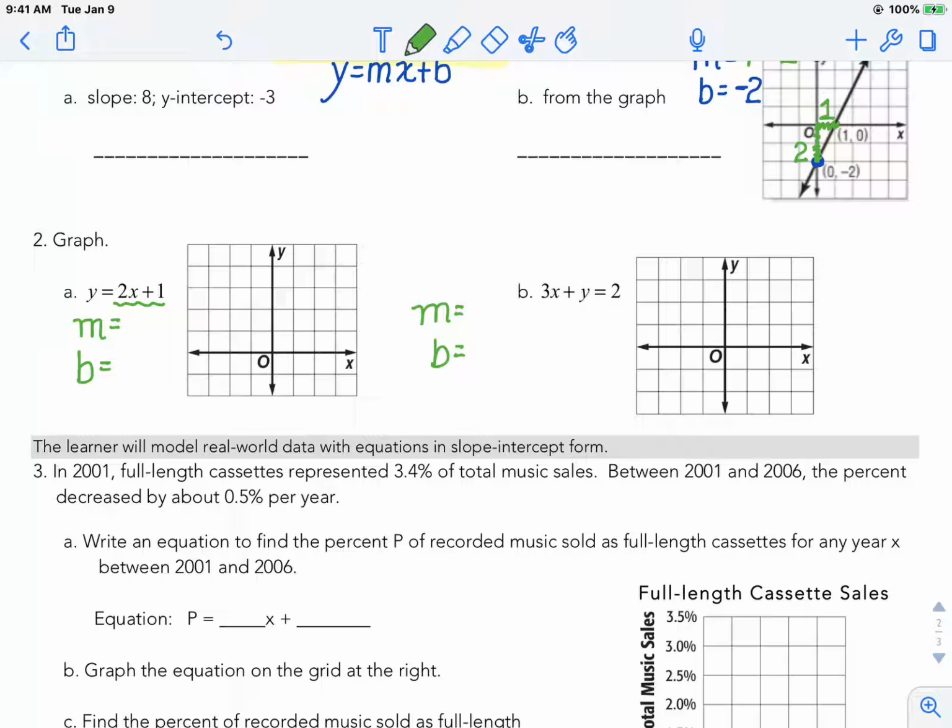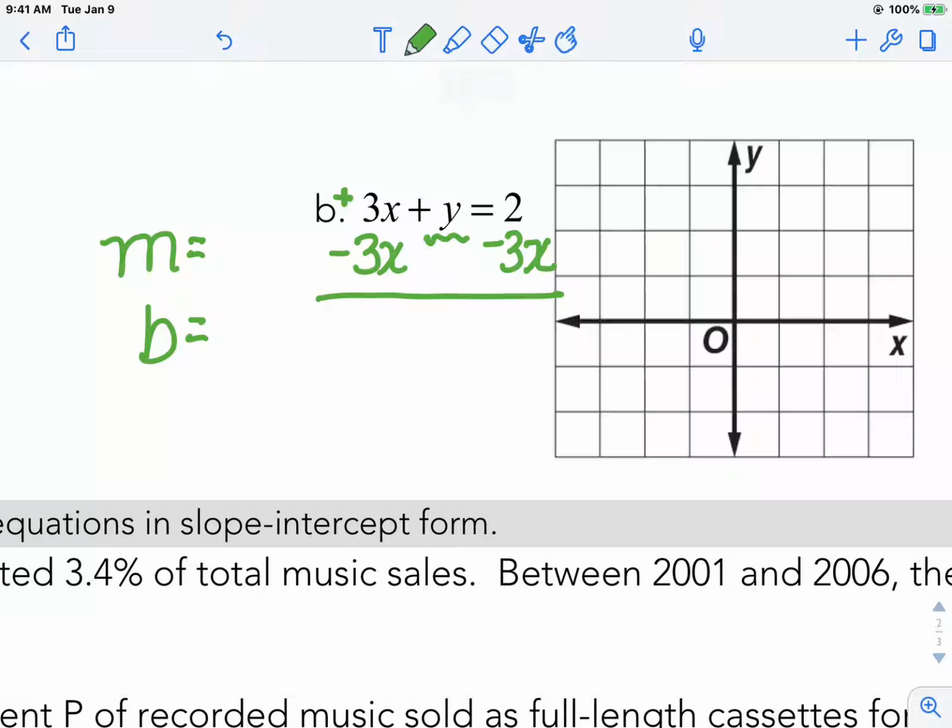I would look to see that the y needs to be by itself. At the moment, we're adding 3 x's to that, because they're positive 3 x's. So I'm going to subtract a 3x on each side in order to get that alone. As I do that, my x's zero out, and I'm left with y equals. I want to put it in that slope-intercept form, so it's negative 3x plus 2.